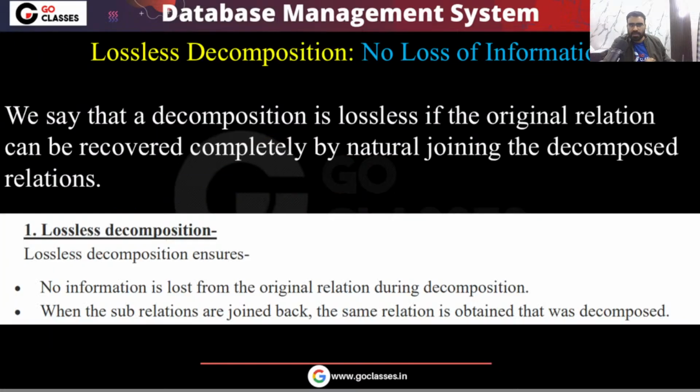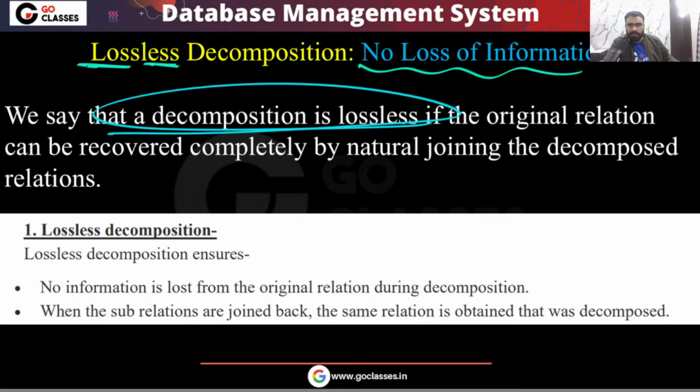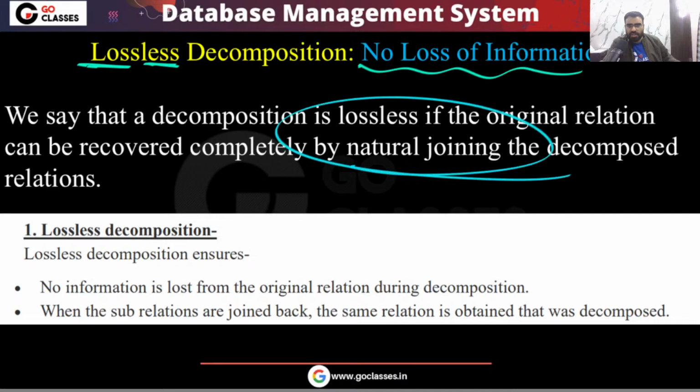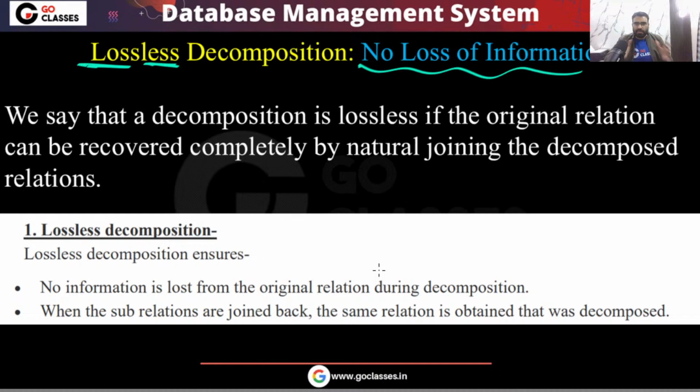Okay. So let's see what is lossless decomposition. The name itself is telling you lossless means there is no loss of information. We say that a decomposition is lossless if we can recover the original relation by natural joining the decomposed relations. Very simple: no information should be lost from the original relation during the decomposition. When the sub relations are joined back by natural join, the original relation we should get.